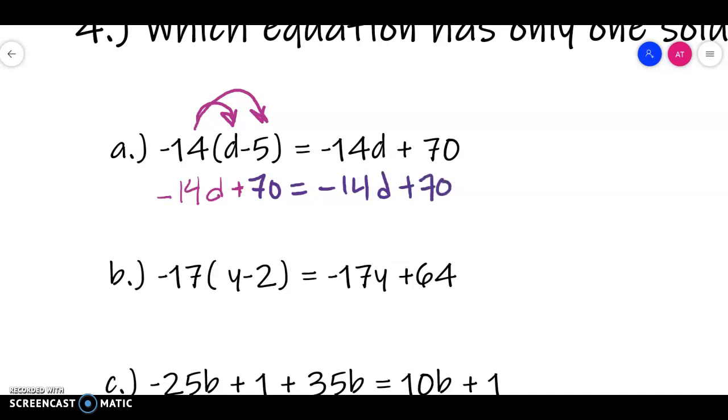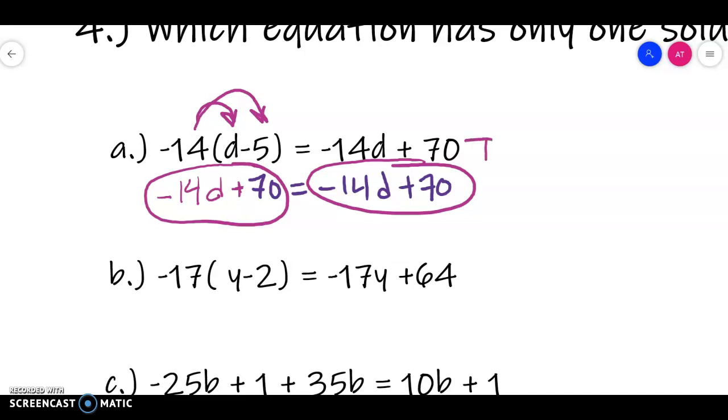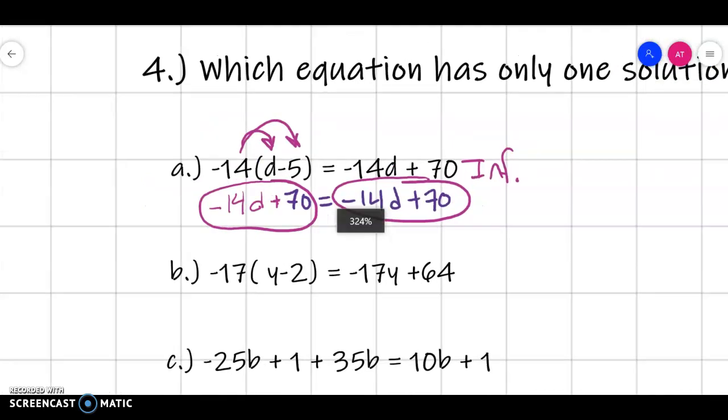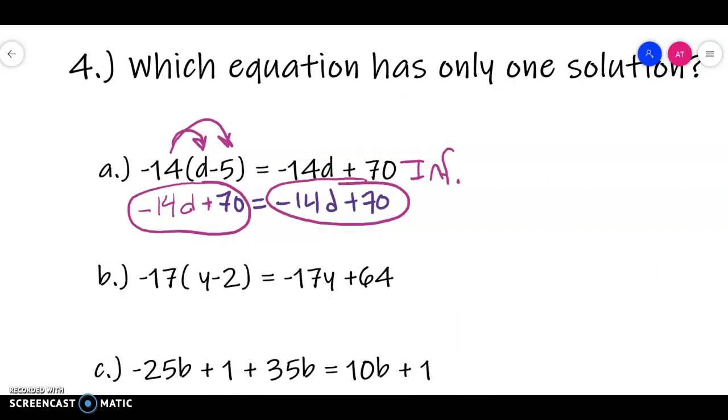Remember the last one we noticed that these were exactly the same? So if these are exactly the same, this is an infinite solution. But the question is actually asking for one solution. So we know it's not A.